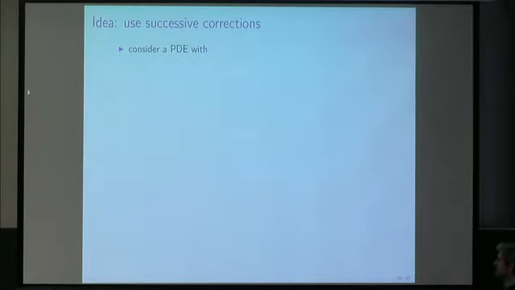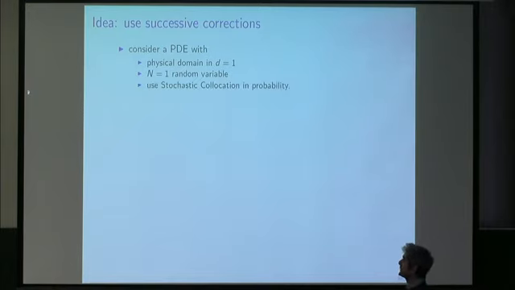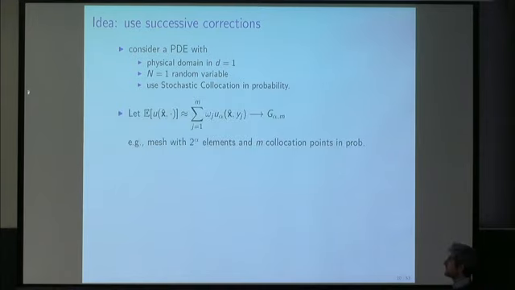So I'm going to try to be informative but not technical. To begin with, let's consider a problem with one random variable and in physical domain d equal 1, so a PDE on a line with one random variable. And suppose I want to use stochastic collocation in probability, meaning I want to choose a structured grid for each point, solve the PDE, and get the numbers.